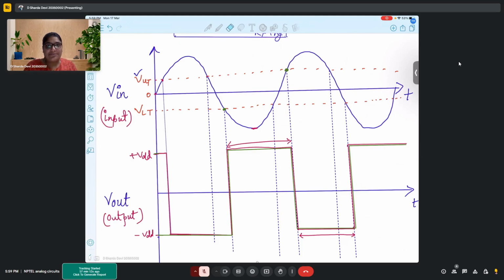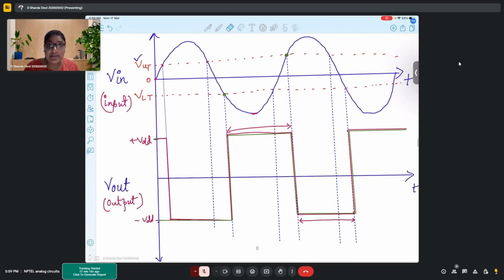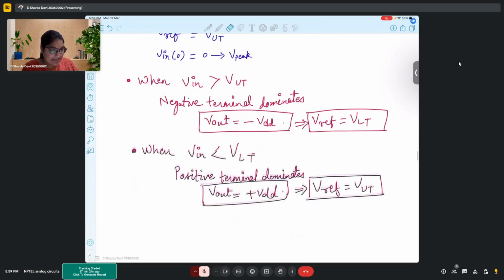Any doubts? Yes. Okay, no. Everybody, comparator and Smith trigger clear to everyone? Yes, ma'am. Okay. So if you have any doubts, please unmute yourself and ask, okay?